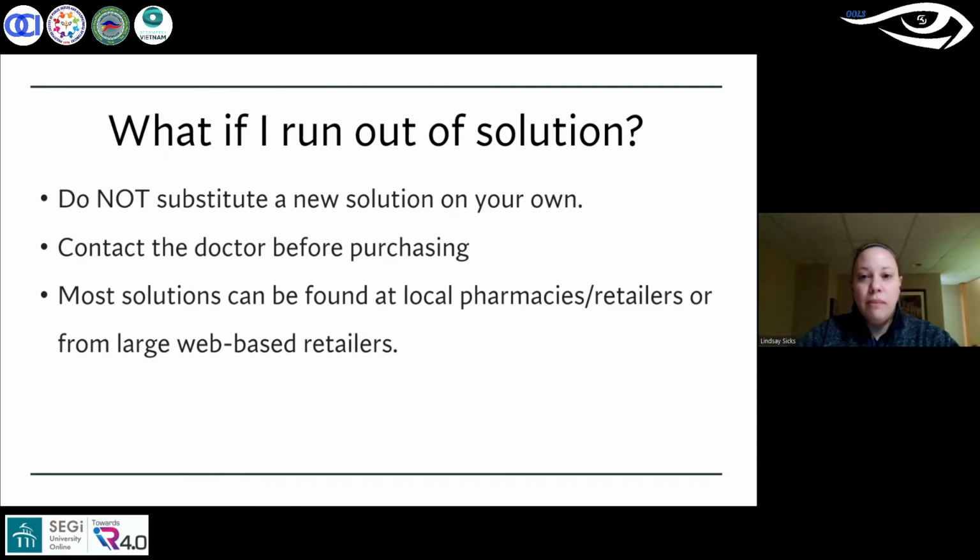And with that, it reminds them, hey, if you run out of solution, don't go substituting a whole different brand on your own. Please let us know if you want an alternative option, and we can give the yes or no to that. And most solutions that we would recommend can be found locally for each patient, or some might be ones they can purchase online and have delivered to them.